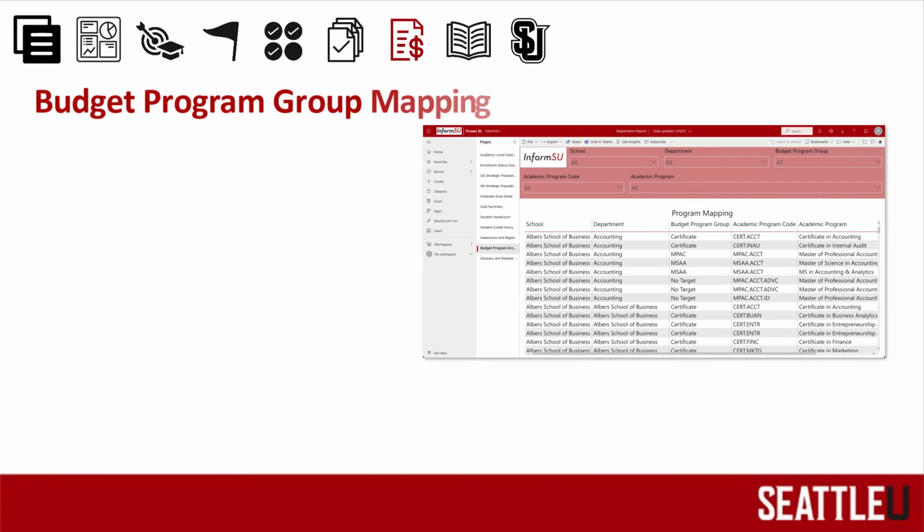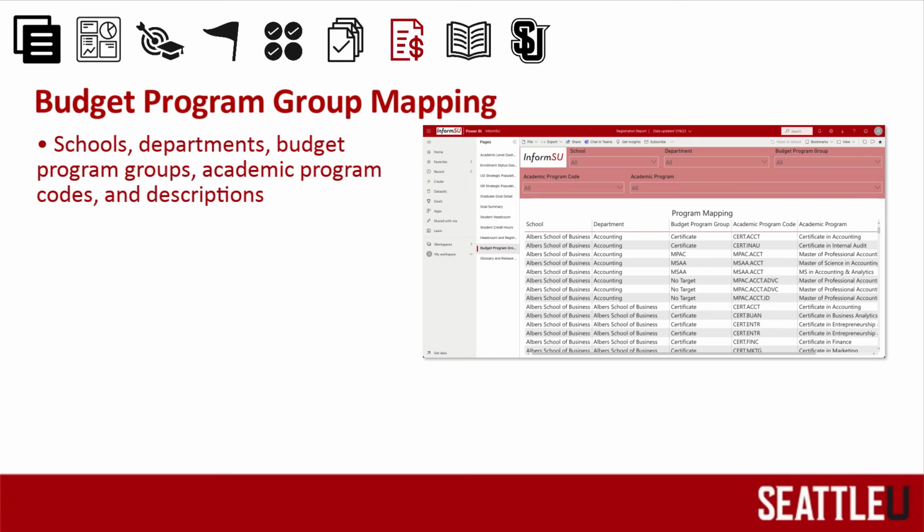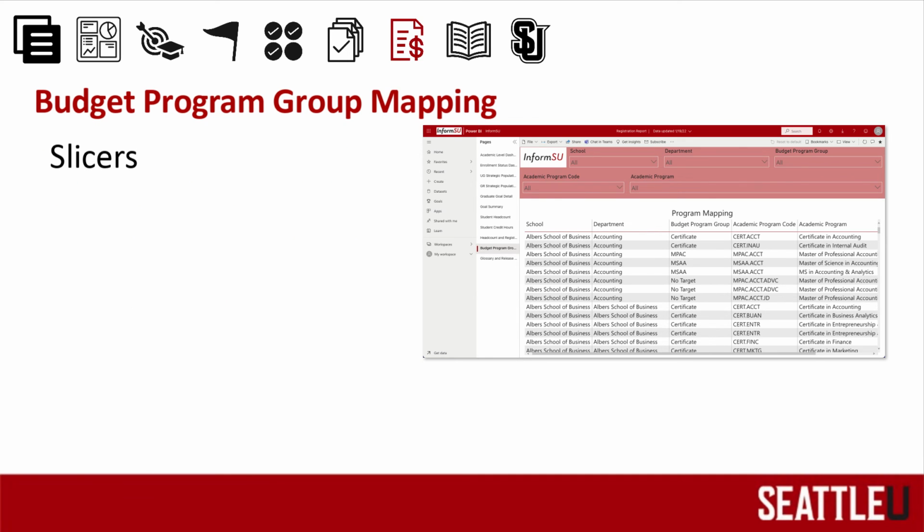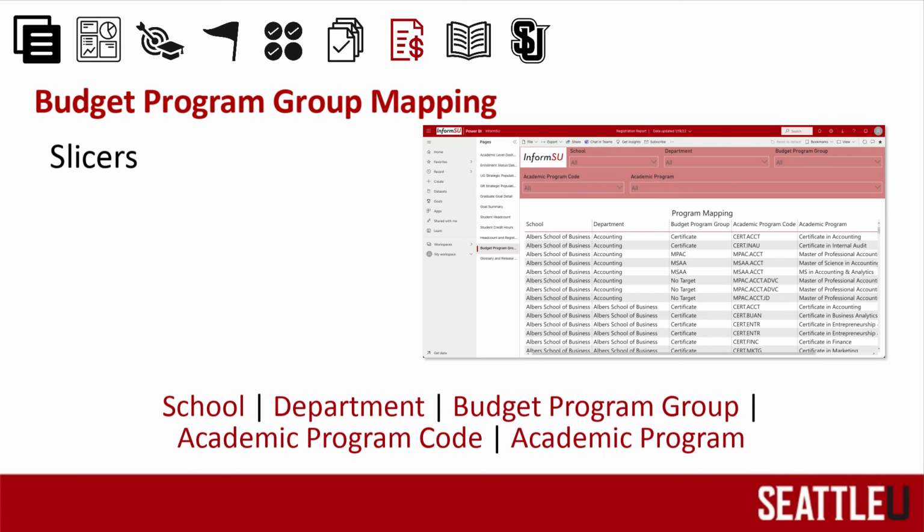This is a reference page to show the hierarchy of schools, departments, program budget groups, academic program codes, and descriptions. Budget groups consist of individual programs or groups of programs for which goals are set. Since budget groups may contain more than one program, this page helps with identifying the budget group to which a program belongs. Slicers on this page include school, department, budget program group, academic program code, and academic program.